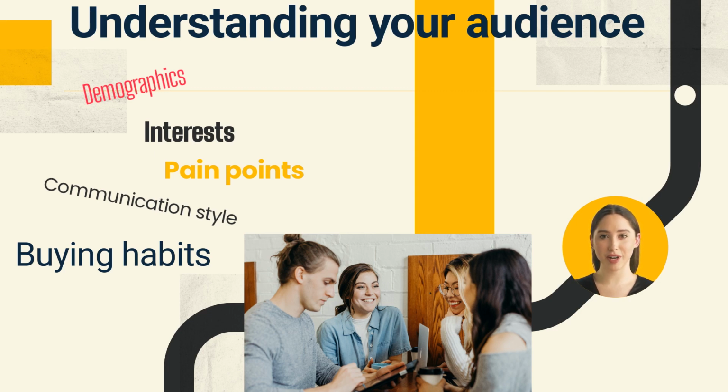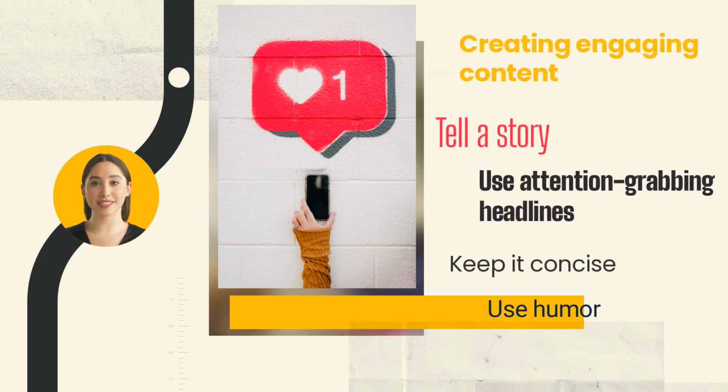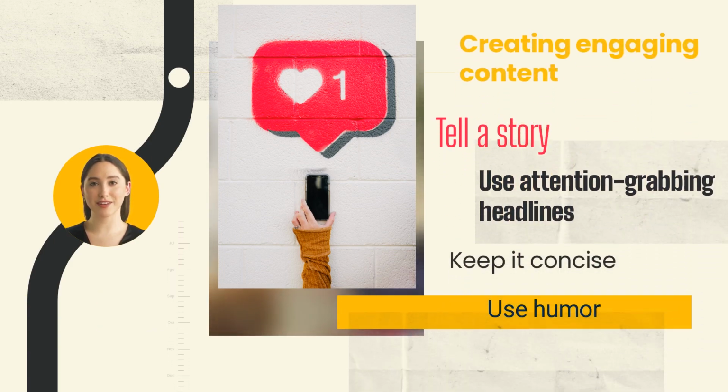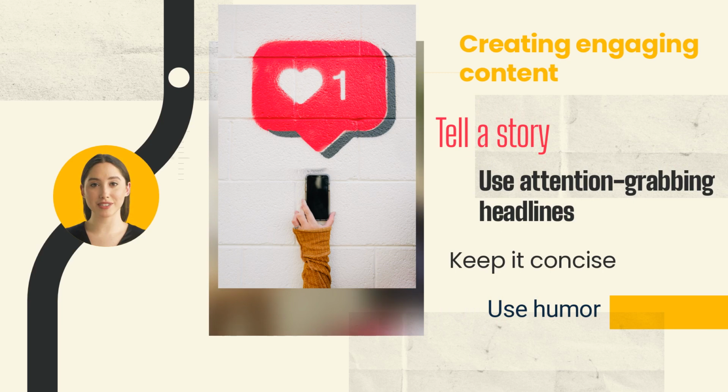By understanding your audience, you can create content that is tailored to their needs and interests, making it more likely that they will engage with your content and ultimately make a purchase through your affiliate link. Creating engaging content is crucial to the success of your affiliate marketing efforts. Engaging content captures the attention of your audience, keeps them interested, and encourages them to take action, such as clicking on your affiliate links or making a purchase.